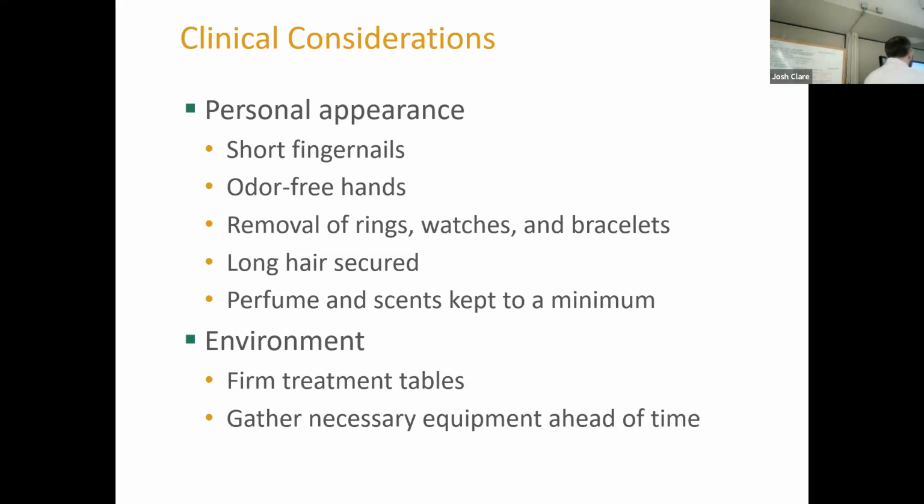Environment: firm treatment tables, gather necessary equipment ahead of time, especially draping. Draping is going to be something that we really have to consider now. I can move clothing around to examine the skin before I apply a shoulder hot pack. But for massage, we're going to be asking our patients to be in as little clothing as possible. So proper draping equipment. I always say go more. If I think I need 2 sheets, I'm going to have 3 or 4 in there just to be sure.